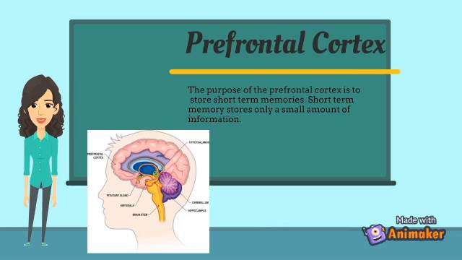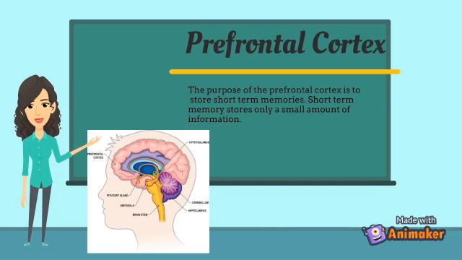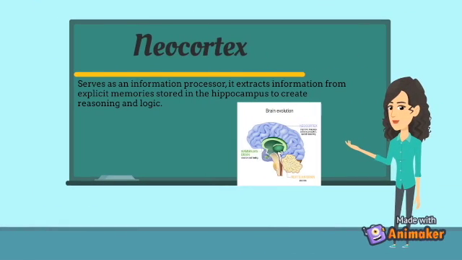The prefrontal cortex. The purpose of the prefrontal cortex is to store short-term memories. Short-term memories store only a small amount of information. The neocortex. The neocortex serves as an information processor. It extracts information from explicit memories stored in the hippocampus to create reason and logic.